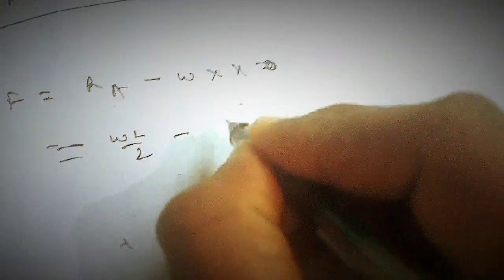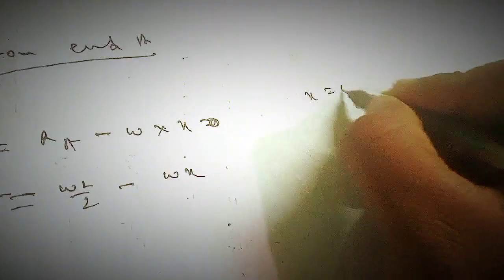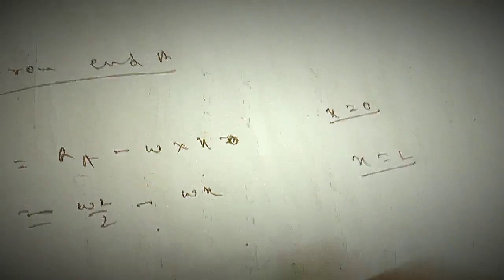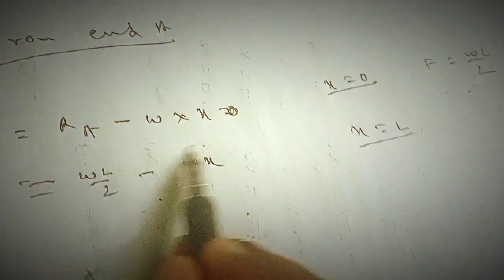Now put the R suffix A value. R suffix A is WL by 2. So put here WL by 2 minus W into X. Now you have to determine the shear force at X equal to 0 and at X equal to L. Put the value of X as 0. So you will get the shear force F as WL by 2, as this term will be 0.